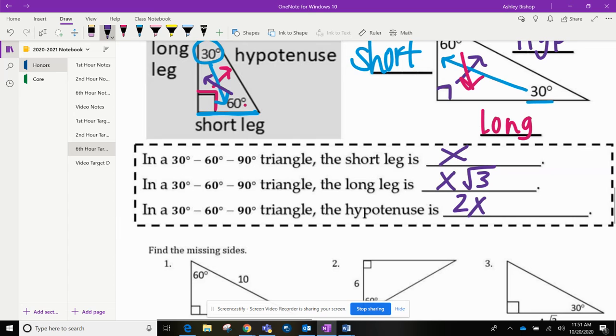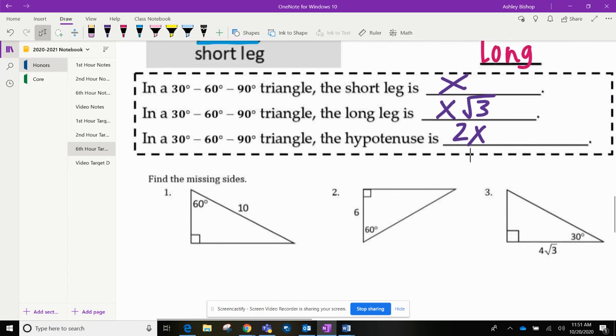These are the rules that we're going to use, and make sure for your quiz on Friday that you really know what your rules are. Make sure you use the rules at the appropriate time. The rules that we learned yesterday are only for 45, 45, 90-degree triangles. So make sure you feel comfortable with that.